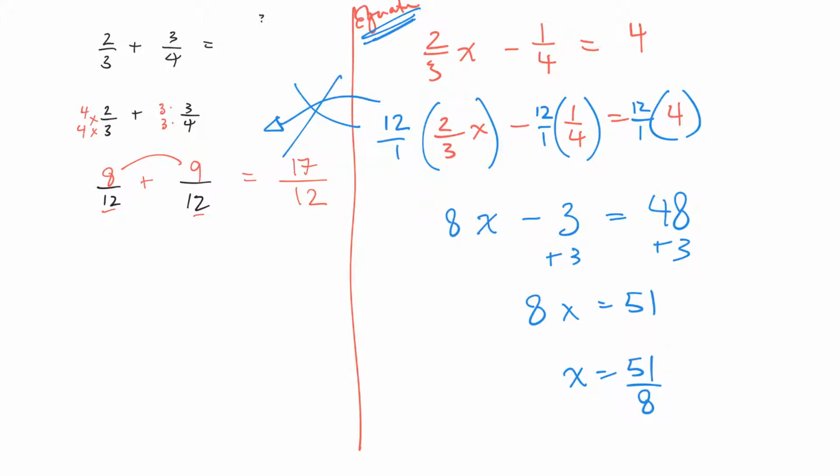Okay, so that's a distinction between when you multiply top and bottom by something, and you do that to get a common denominator so that you can add or subtract, versus if you have an equation, there's just a little trick.